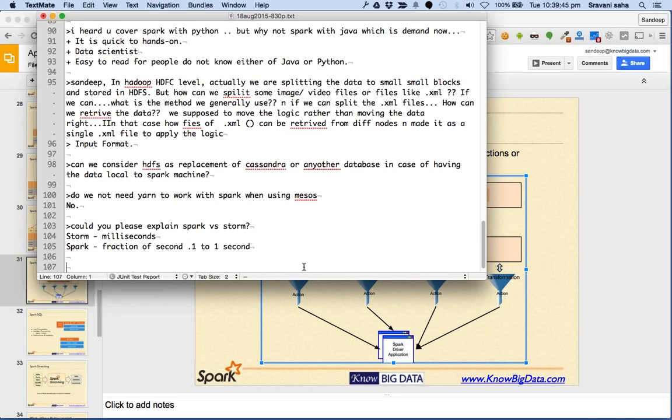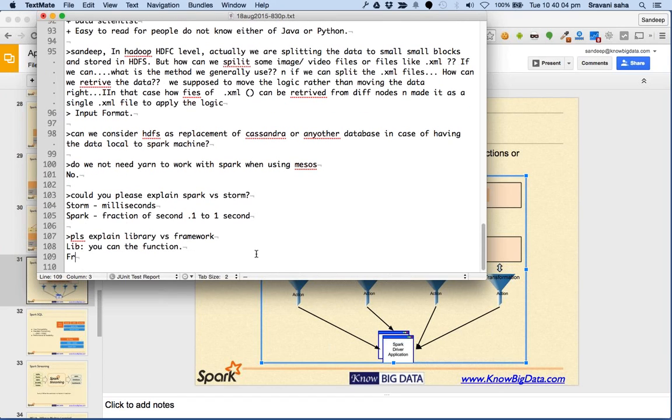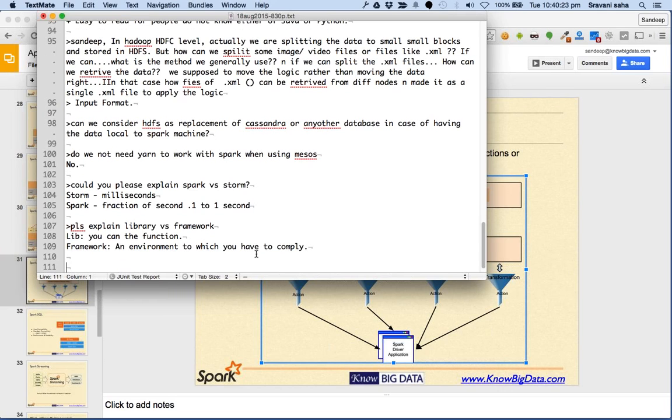Now, the next question from Satya is the difference between library and framework. A library is a list of functions, a list of logic which you can call. Library means you can call the functions, and a framework is an environment into which you have to comply.